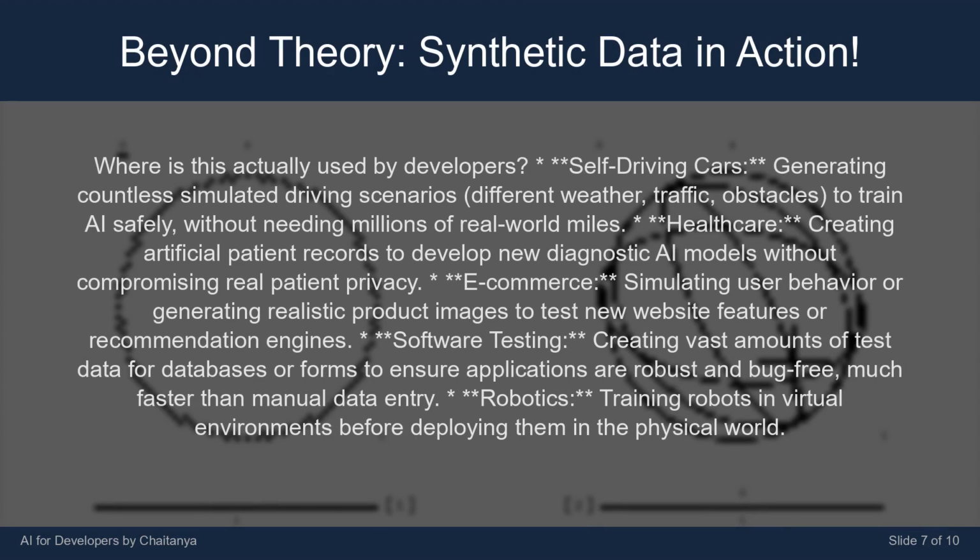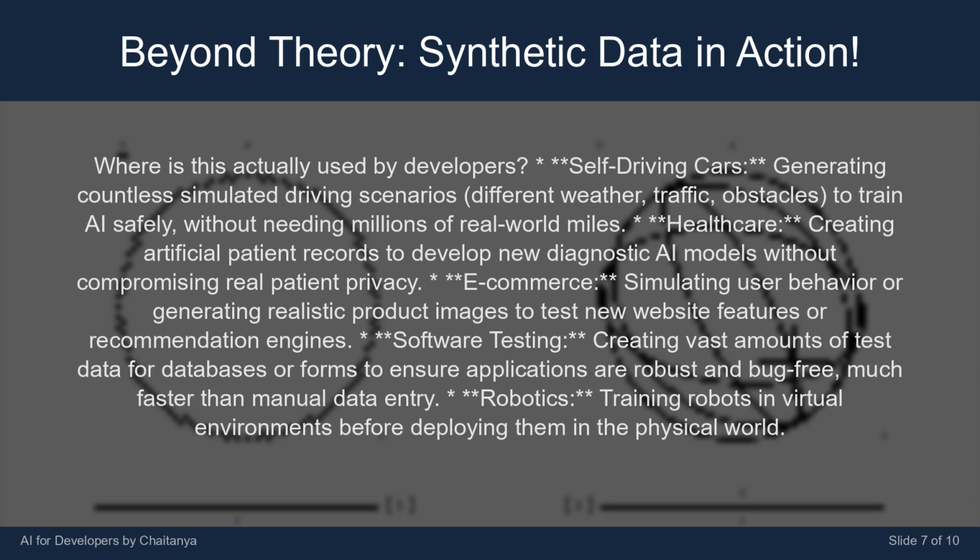Where is this actually used by developers? Self-driving cars: generating countless simulated driving scenarios, different weather, traffic, obstacles, to train AI safely, without needing millions of real-world miles.